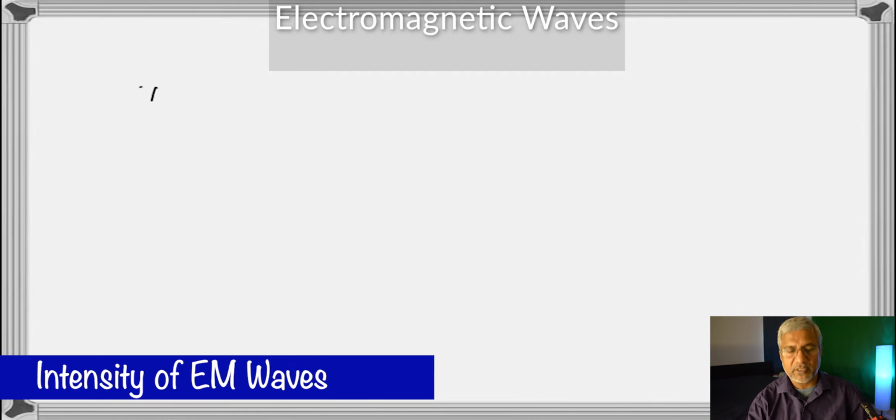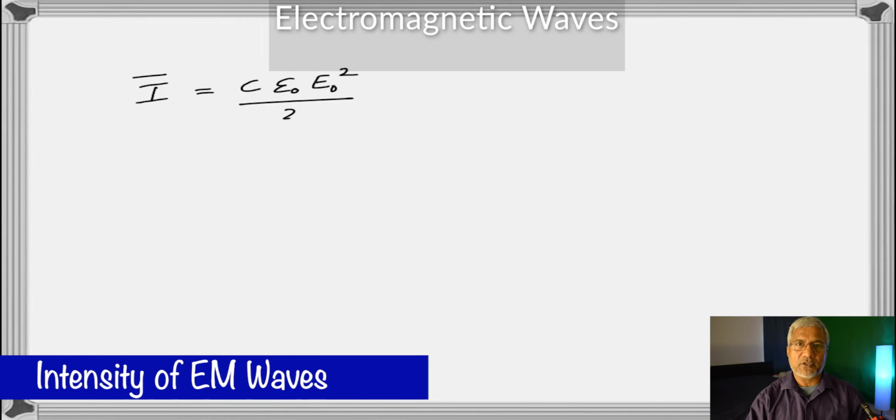So here's the first one. That's I average. Average intensity is given by c epsilon naught E naught squared by 2. Now what are the terms? c is the speed of electromagnetic waves. Epsilon naught is 8.85 times 10 to the negative 12. E naught is the maximum value of the electric field. So we can calculate the average intensity in an electromagnetic wave using that formula.